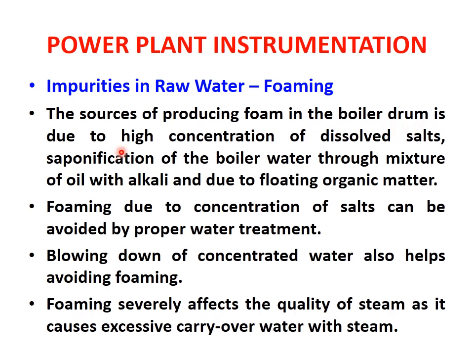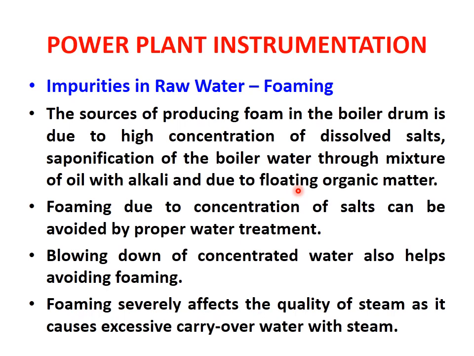The next impurity in raw water is foaming. The sources of producing foam in the boiler drum are a high concentration of dissolved salts, saponification of the boiler water through mixture of oil with alkali, and floating organic matter. So the type of impurity that is foaming firstly comes from a high concentration of dissolved salts. If these dissolved salts have a higher concentration, then this type of impurity can be known as foaming.